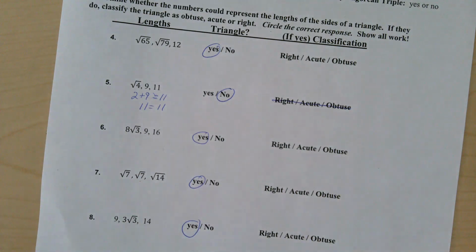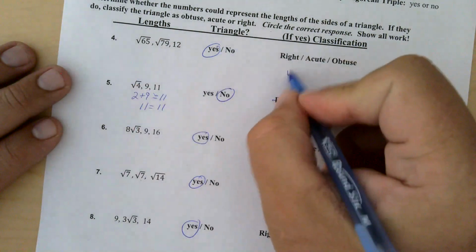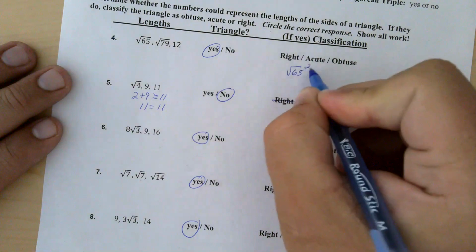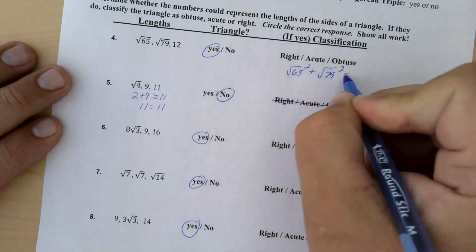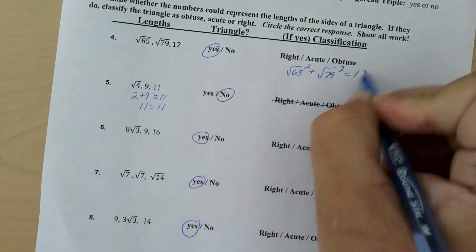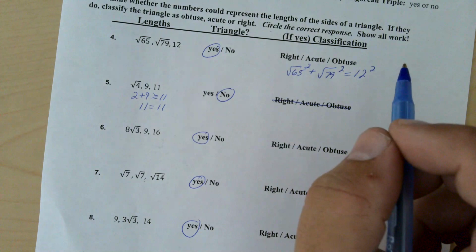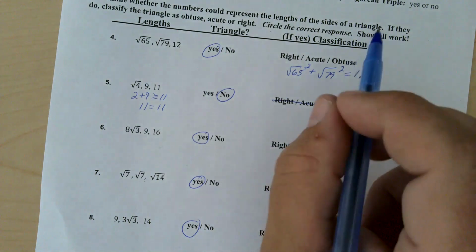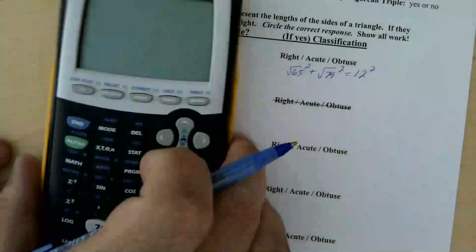Then the next thing you have to do, you need to tell if this is a right triangle, obtuse triangle, or acute. And it's based on taking the 2 shorter sides. So this root 65, you square it, you take the root 79 and square it, and see if it's equal to c squared. When you square a square root, you're just going to be left with 65.